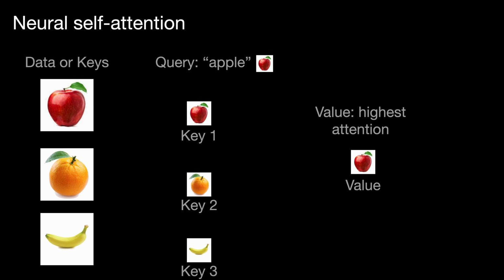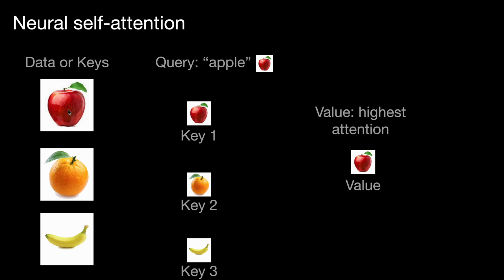To give you a very simple example, let's say that I have a set of data called keys, and my input sequence is apple, oranges, and a banana, and then my query, for example, could be: I want to focus on the apple.